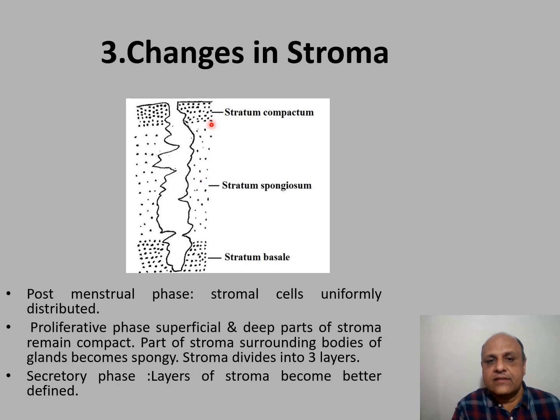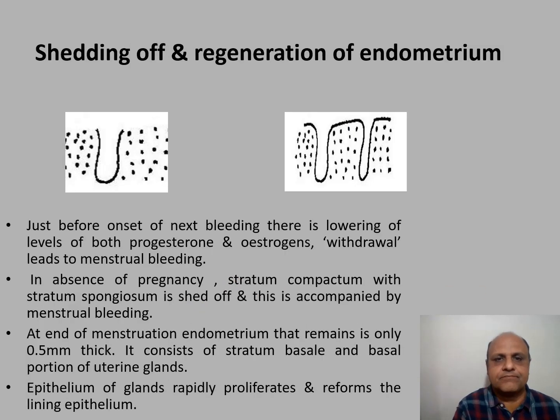So here the cells are uniformly distributed in stratum compactum and basale, while in spongiosum the gap in the cells is more. So these three layers can be seen in the proliferative phase, and they cannot be made out in the postmenstrual phase. And in the secretory phase, these three layers become better defined. So stratum compactum, spongiosum and basale, they develop in the proliferative phase, but they become more well defined in the secretory phase, while you cannot distinguish these three layers in the postmenstrual phase.